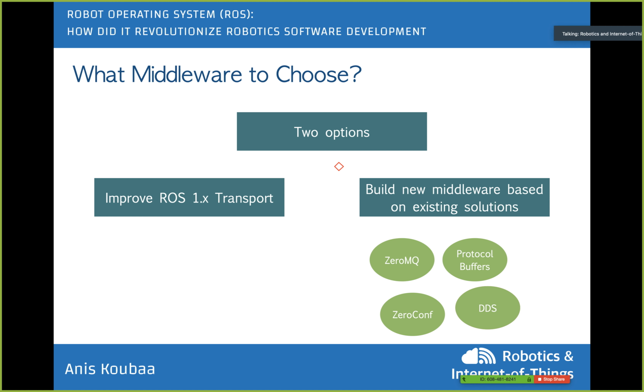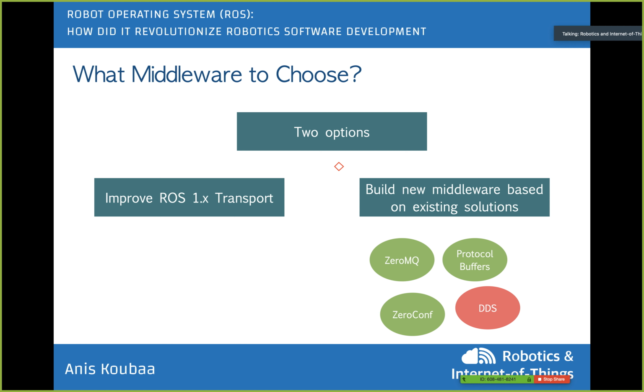Now, when it comes to designing what kind of middleware, in ROS 1, basically it has its own proper middleware that is based on TCPROS and UDPROS. So one alternative was to try to improve the legacy protocols, to make them real-time and so on. But at the end, the second strategy was to build a new one or to use an existing solution, like for example, ZeroMQ or protocol buffers from Google, ZeroConf or DDS from RTI. So finally, DDS was actually selected to be the middleware.